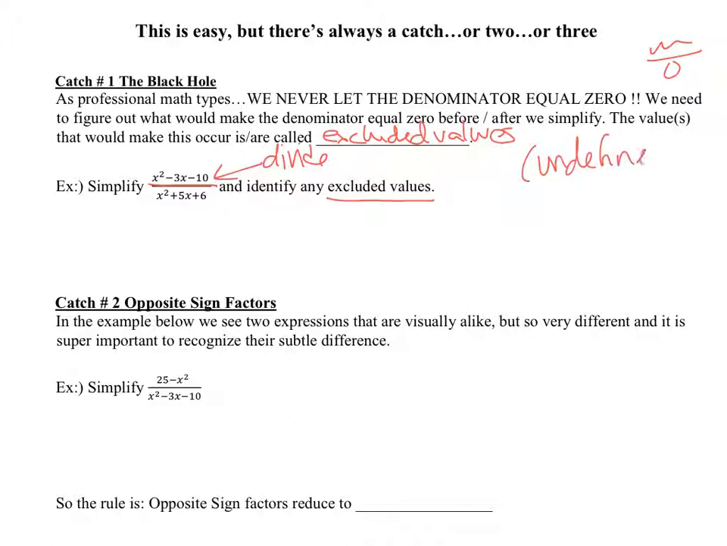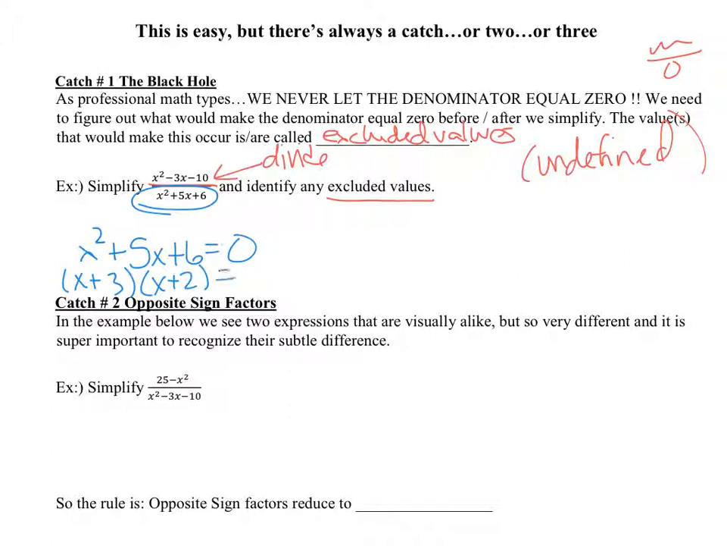So sometimes we use the words undefined and sometimes we use excluded values. So all we do is take the denominator. When we ask this question, all we care about is the denominator. And we set that equal to 0. Oh, look at that. We've been solving these forever and kind of sick of it, actually. So this is x plus 3, x plus 2 equals 0. We t-chart those guys, and we're left with, I'm going to do this because I ran out of room there. So x equals negative 3, and x equals negative 2.